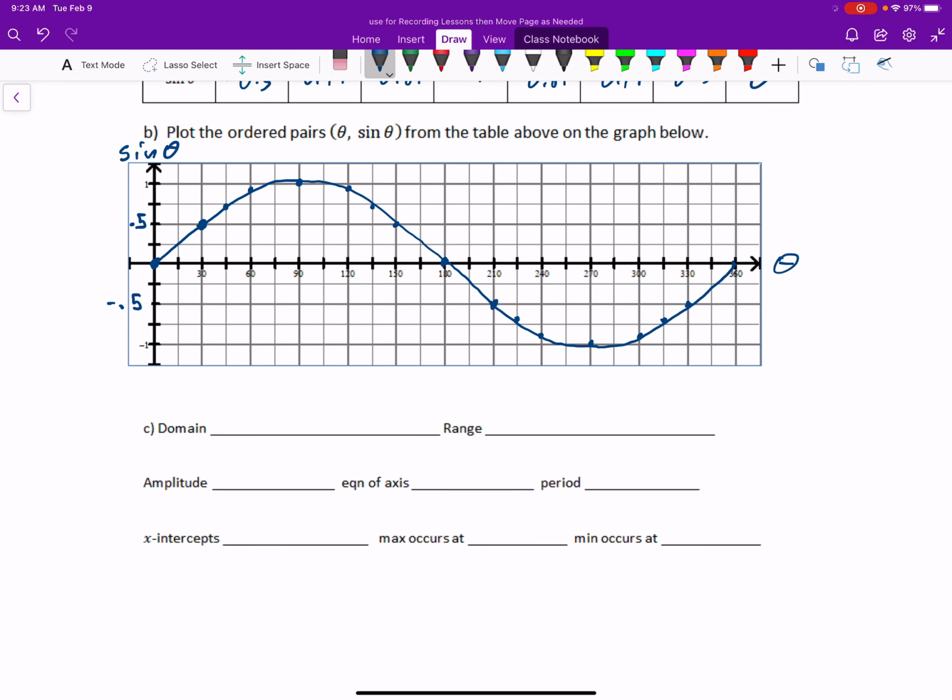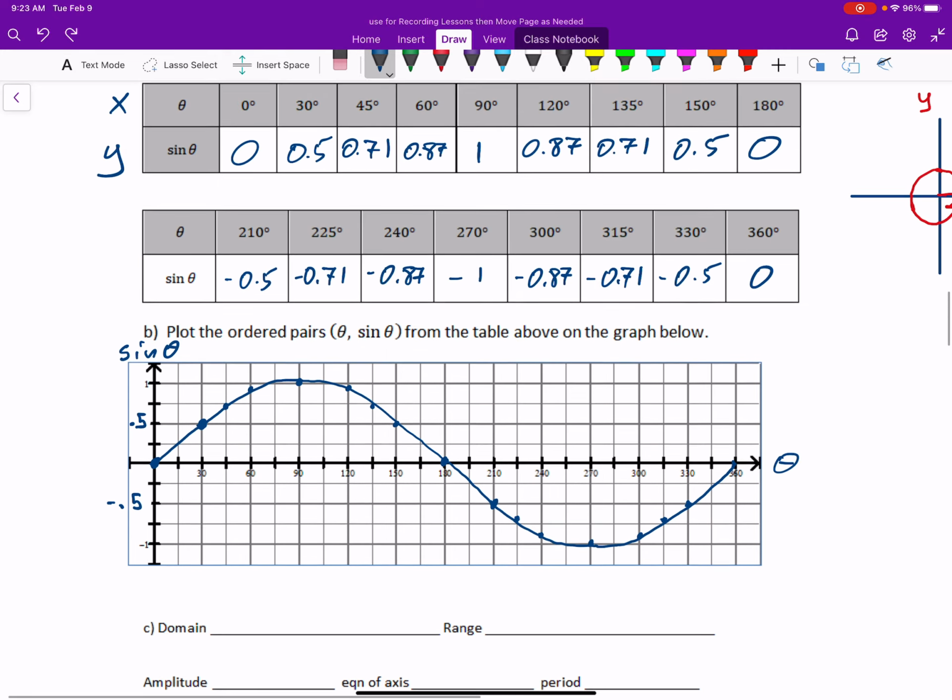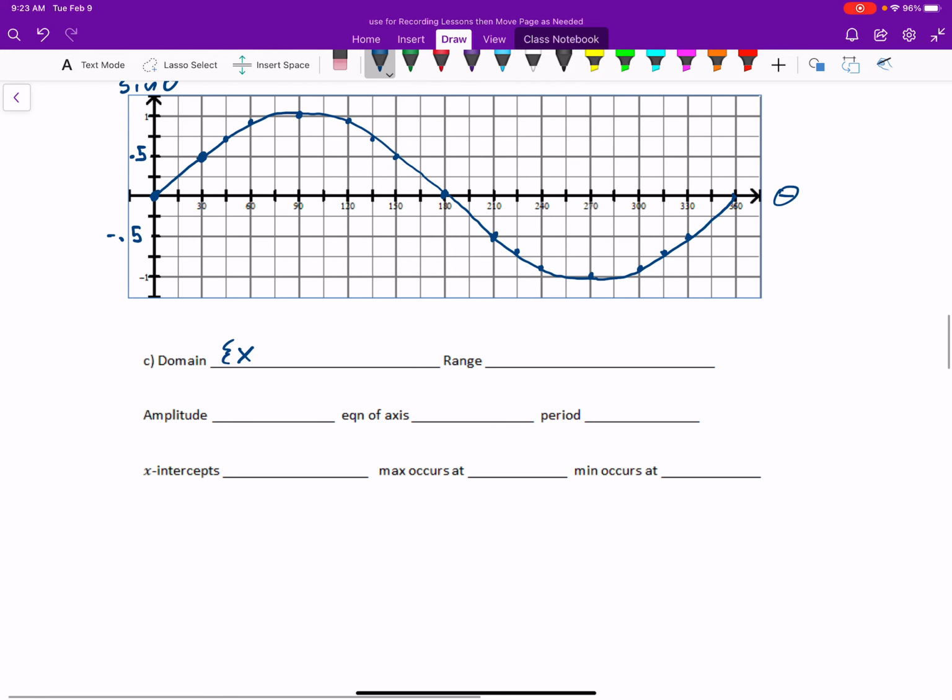Now the domain depends on are we thinking it goes on forever, or are we just talking about this 0 to 360? It's definitely all real numbers. As far as this graph goes, if I don't have arrows on the end, it's going to go from 0 to 360. But if we do have arrows on the end, hopefully you can see it's going to go on forever in both directions. As far as the range goes, it's all real numbers again, but you can see the lowest it could possibly go is negative 1, and the highest it could possibly go is positive 1. So it's going to go from negative 1 to positive 1.